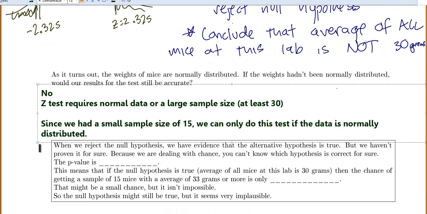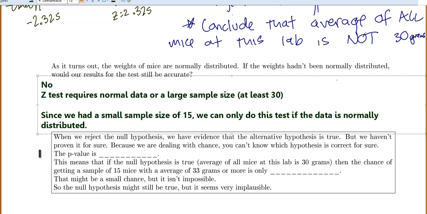And for a final bit of theory, when we reject the null hypothesis, we have evidence that the alternative hypothesis is true. But keep in mind, we haven't actually proven it for sure. Because we're dealing with chance, you can't know which hypothesis is correct for sure.